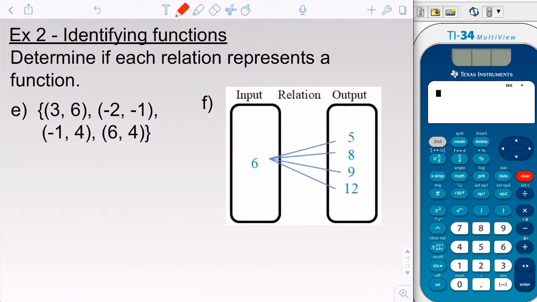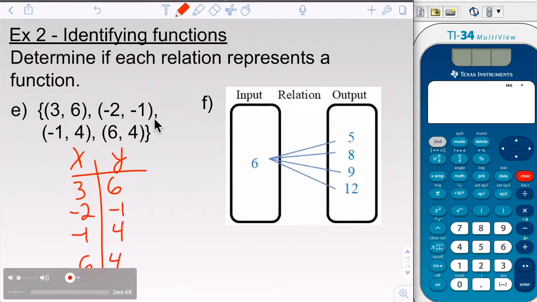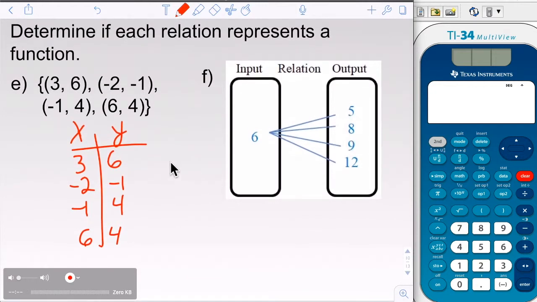So let's keep going. Letter E. Let's determine if this is a function. I'm looking. Now, if you don't like this list view, it is okay to absolutely take this and go, okay, I like a table view. So the first one is the point 3, 6, -2, -1, -1, 4, 6, 4. That's okay to do that. So now we have each of these, it's just written as a table.